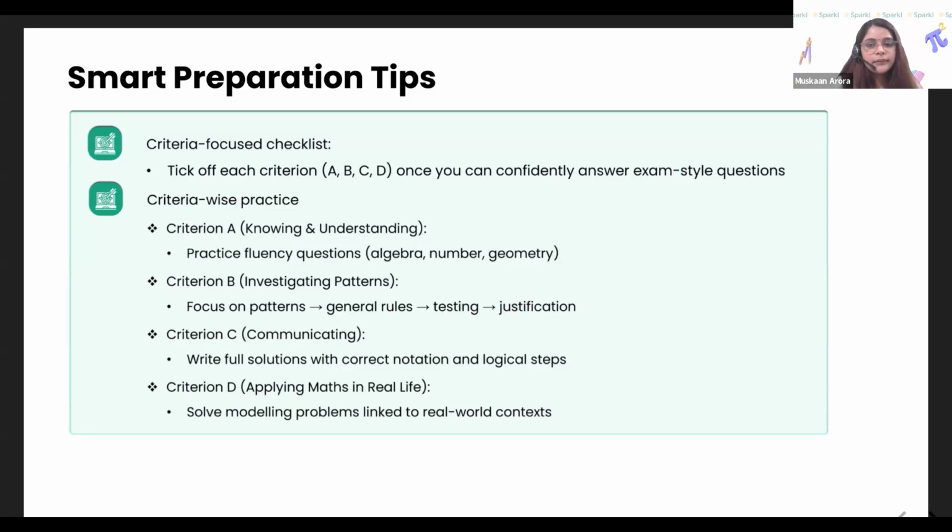Okay. So we know that our criteria A is composed of mostly straightforward questions, right? And we don't really have to think too much. It's mostly the basic questions, basic math. So what is the best strategy to tackle those kinds of questions? And at the same time, we have to make sure that we end up completing our paper in time, right?